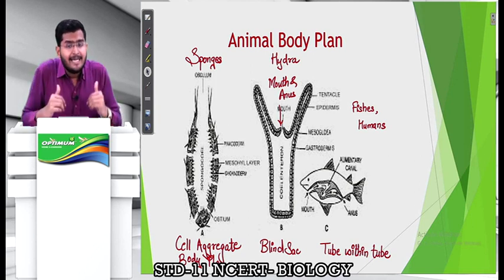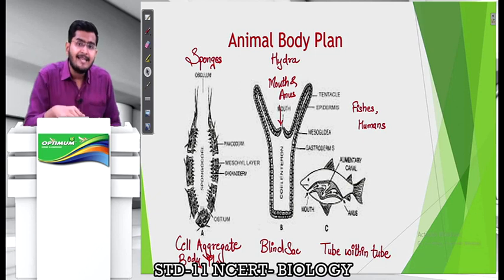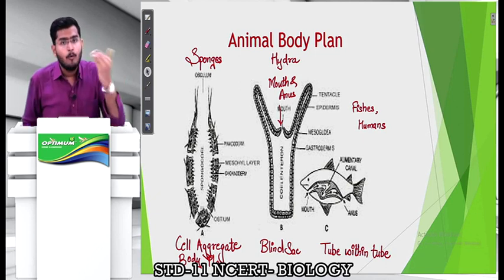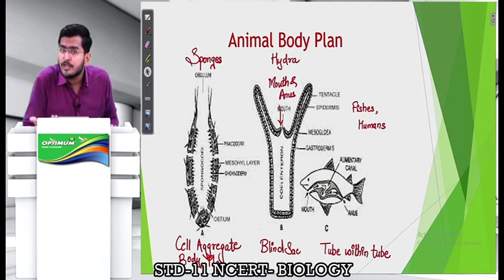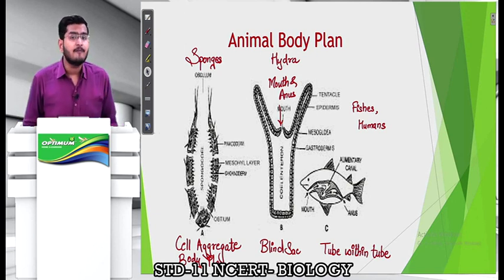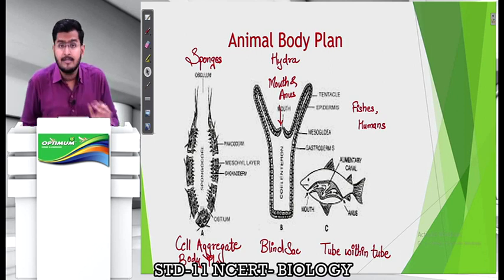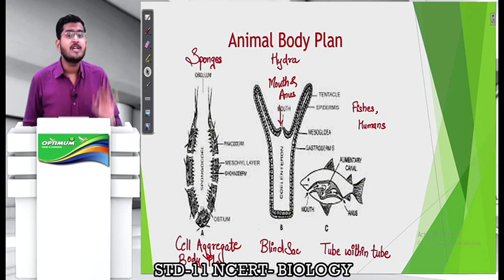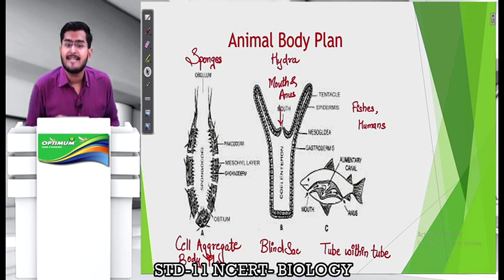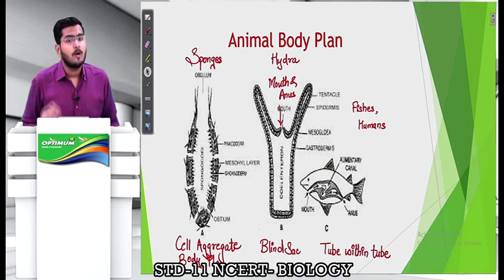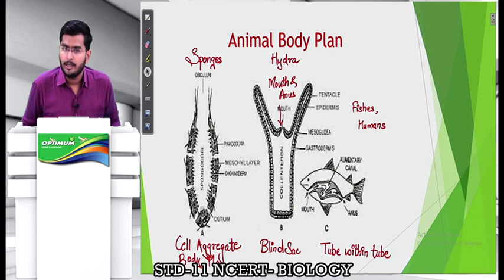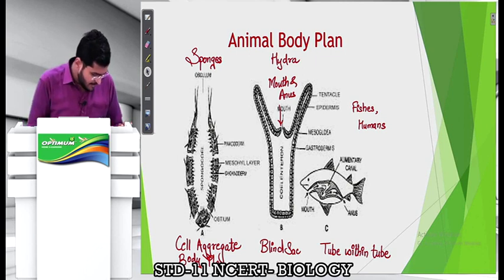So because your body itself is cylindrical, and inside that there is another tube which has two openings, an opening through which you take in food and another opening through which you give out excretory products, that's the reason we call it a tube within tube body plan, which is seen in all higher organisms, including, for example, what we have taken here, fishes and humans. So there are three types of body plan. One is the cell aggregate body plan. Another is the blind sac body plan, and the third is the tube within tube body plan.